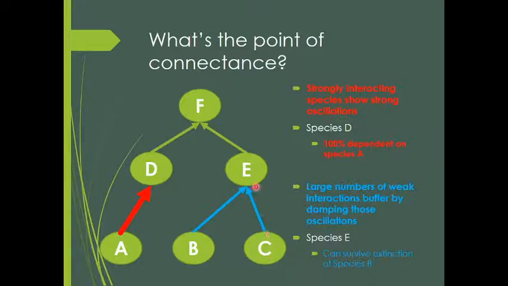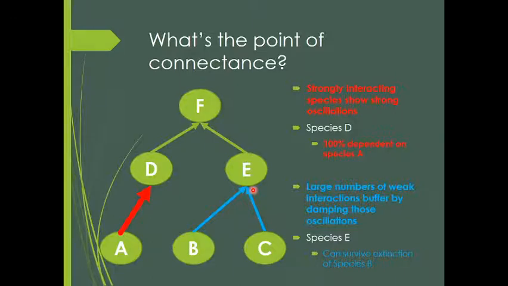So it can survive at least some oscillations in species B. Because these interactions are weaker than this thicker one, where 100% of the food of species D is species A, because they're weaker interactions, species E can survive that extinction or those oscillations of its basal species.